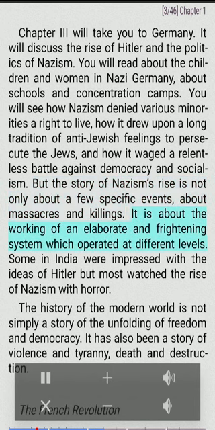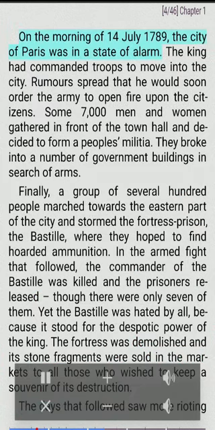But the story of Nazism's rise is not only about a few specific events, about massacres and killings. It is about the working of an elaborate and frightening system which operated at different levels. Some in India were impressed with the ideas of Hitler, but most watched the rise of Nazism with horror. The history of the modern world is not simply a story of the unfolding of freedom and democracy. It has also been a story of violence and tyranny, death and destruction.